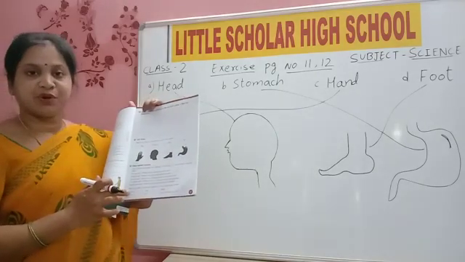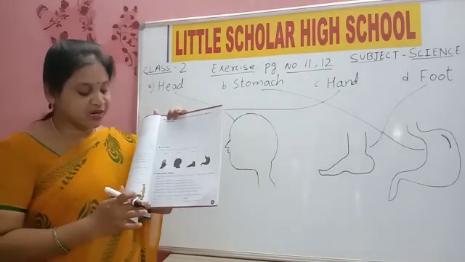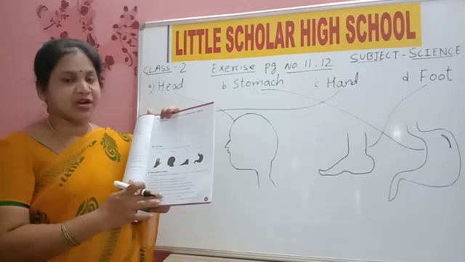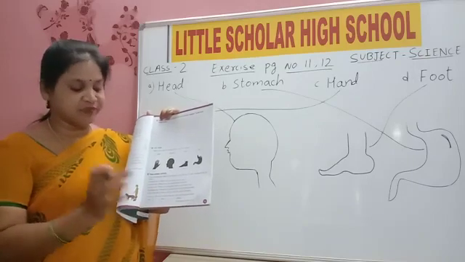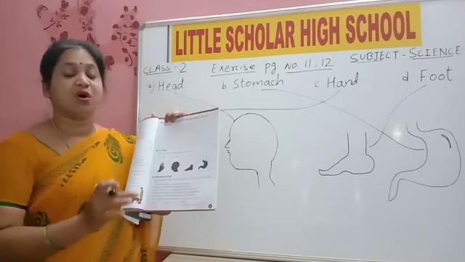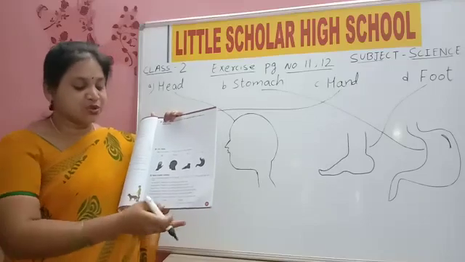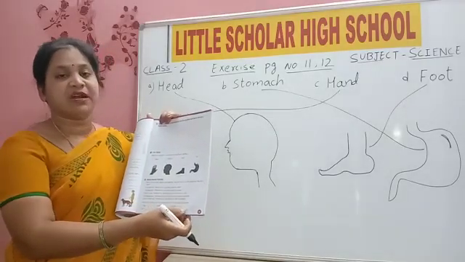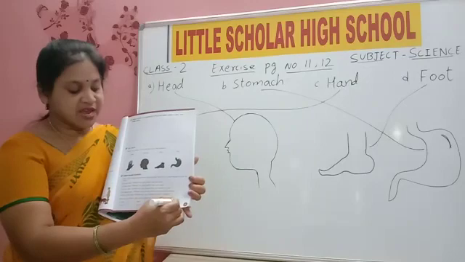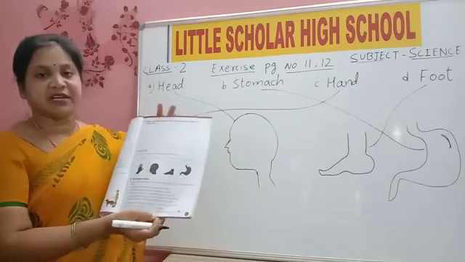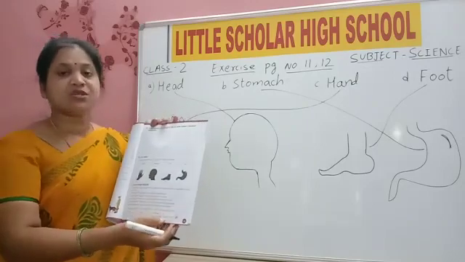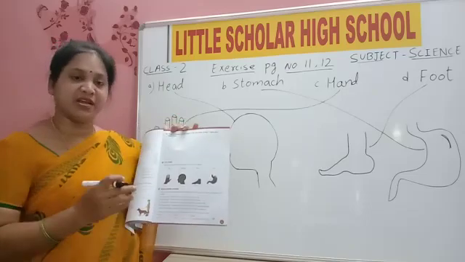Only eyes are important? No. Only ears are important? No. Only skin is important? No. Only nose is important? No. Only tongue is important? No. All five are important. So F1, all are equally important. So in this F box you will put a tick mark because all five sense organs are very important.